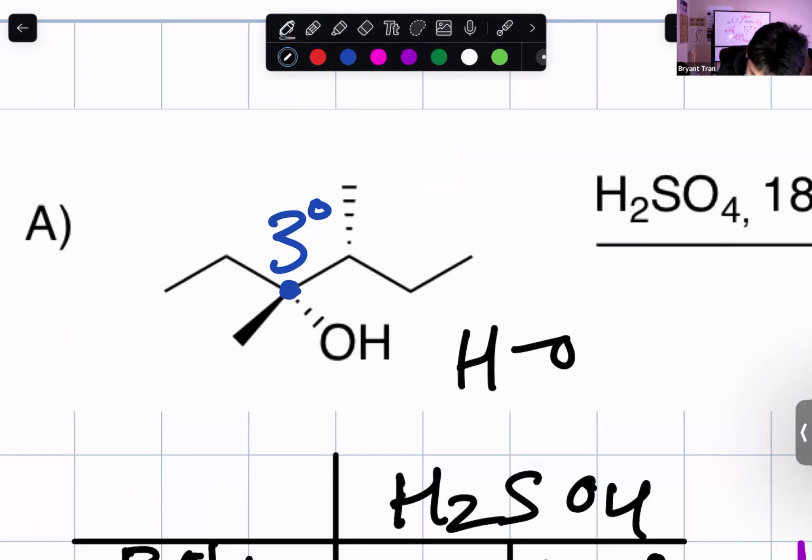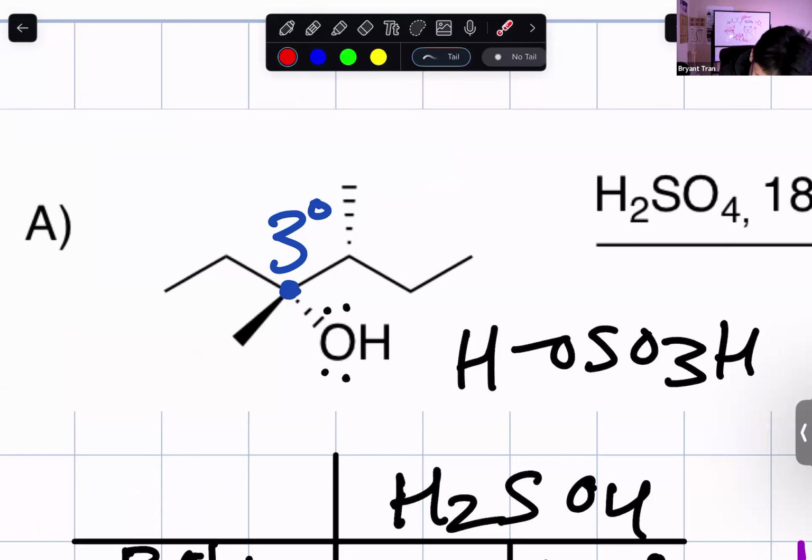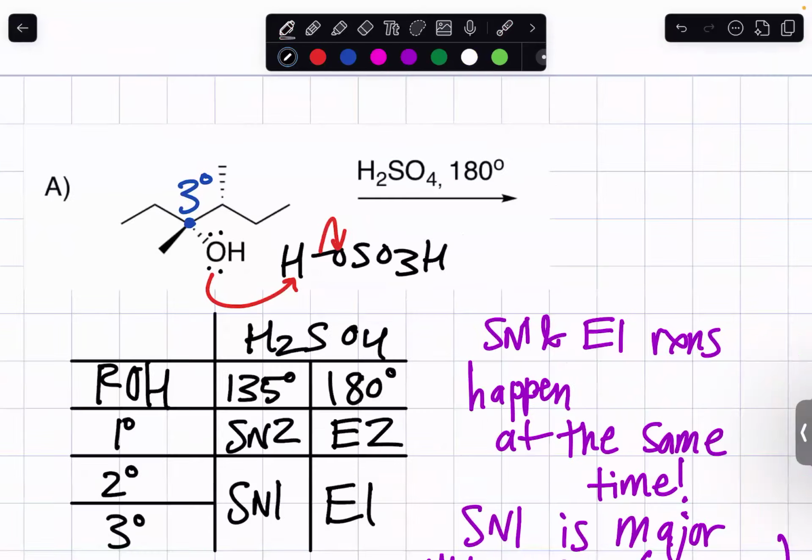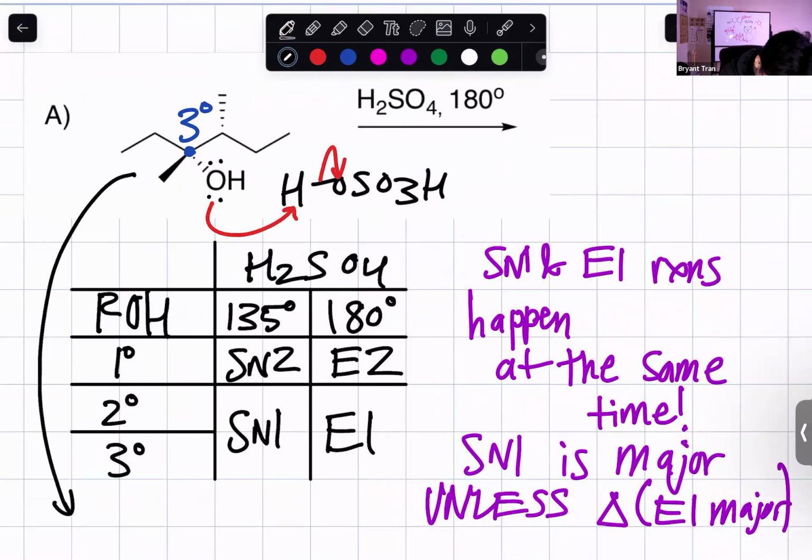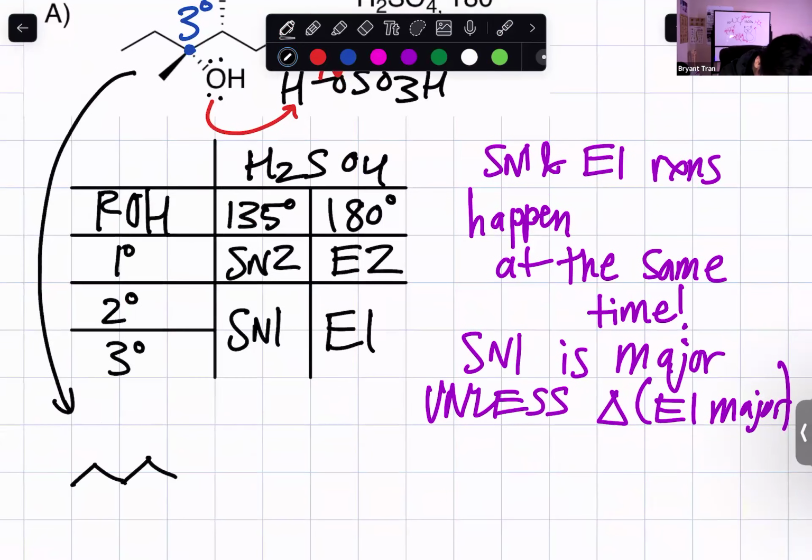And I'm going to draw it like this, the H2SO4 like this, where this oxygen here is going to use one of its pairs of electrons to go and attack or grab that hydrogen of the acid. And that bond between the hydrogen and oxygen is going to break and go onto that oxygen right there, kicking out an HSO4 minus conjugate base. And when we do that, we are going to have this intermediate as a result.